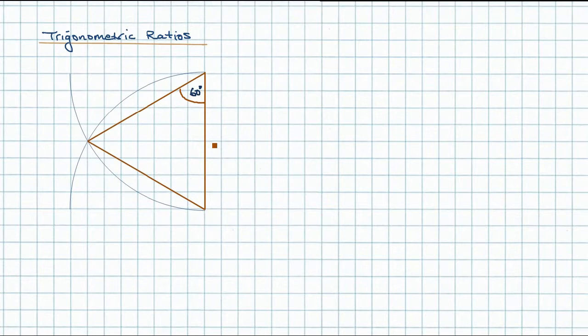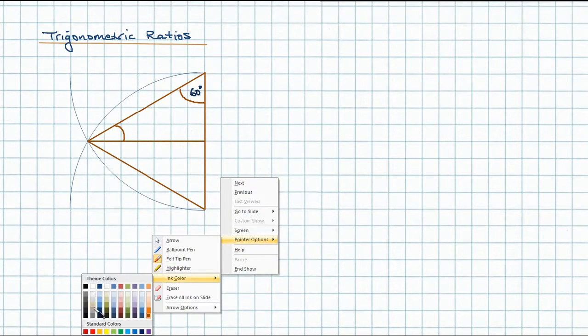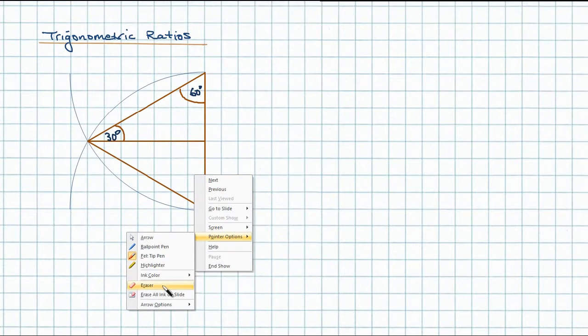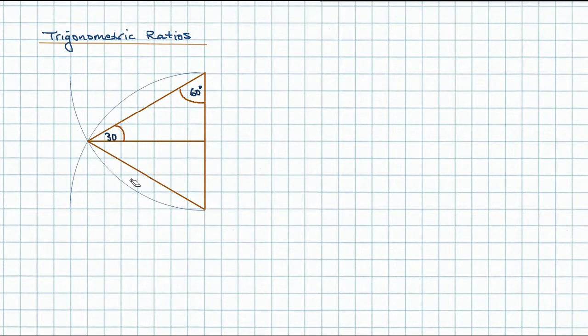The other angle I want to look at is 30 degrees. So if I bisect the equilateral triangle now, draw a line across here, then this angle here must be 30 degrees. Let's draw a degree sign a little neater. Okay, there we go, a bit better.